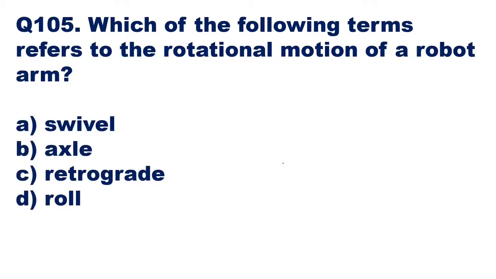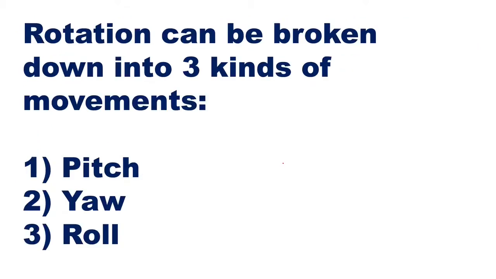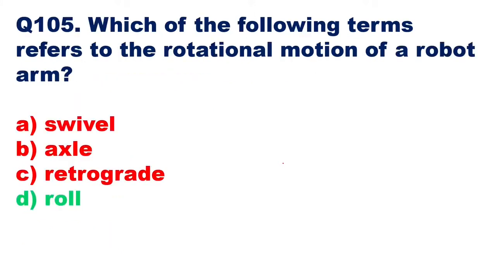Then we'll go to the next question, question number 105. Which of the following terms refers to the rotational motion of a robot arm? We have seen that we have 3 types of rotational movement, and those are called pitch, yaw, and roll. Now, in the options given in the question, roll is the answer because pitch and yaw are not mentioned here. So the term that refers to the rotational movement of a robot arm is roll. So option D will be the right answer, that is roll.